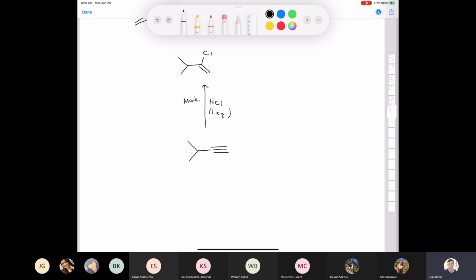Not meant to be anything mind-boggling. Let's go to the next one, and I think this is one that everybody would nail right away, probably faster than me. We're going from the alkyne to the alkene. So we just saw this. We've got a couple of options.